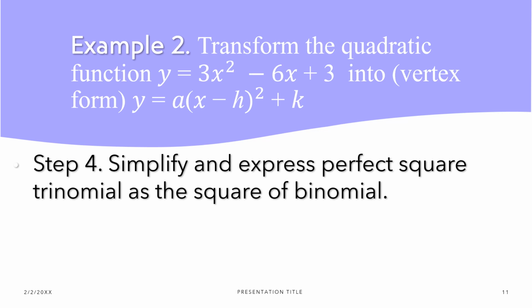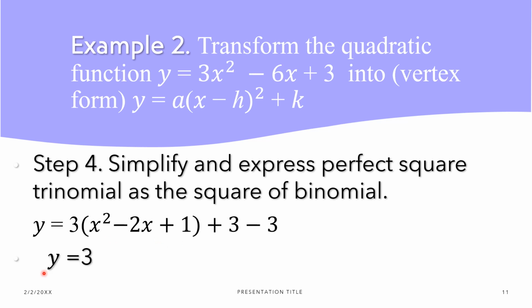Isi-simplify natin, then express perfect square trinomial as the square of binomial. So, ito po yung nakuha natin sa step 3. Ang gagawin natin, etong nasa loob ng parenthesis na ito, na perfect square trinomial, gagawin nating square of binomial. So, we have y is equal to 3. Express this as square of binomial, that is x minus 1 squared. So, again, saan nakuha po yung x minus 1? Square root of x squared is x. Then, copy po yung middle sign natin. Then, square root ng last term natin is 1.